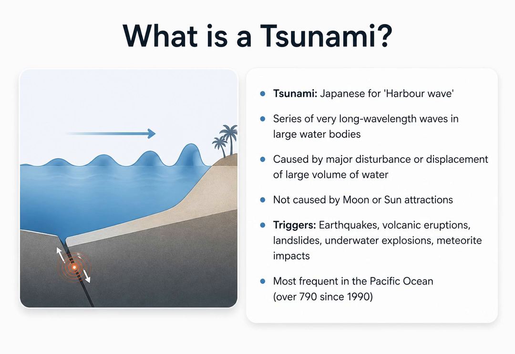Instead, they are triggered by massive disturbances that displace huge volumes of water. This can include megathrust earthquakes, violent volcanic eruptions, submarine landslides, or even meteorite impacts. Subduction zones, particularly around the Pacific Ocean, are notorious for generating these killer waves.